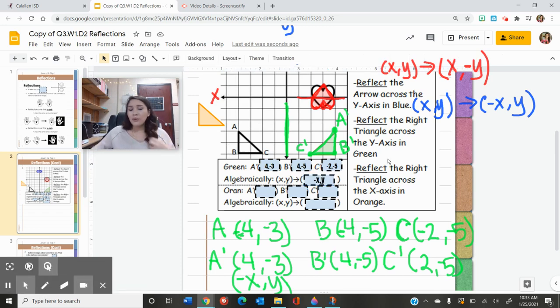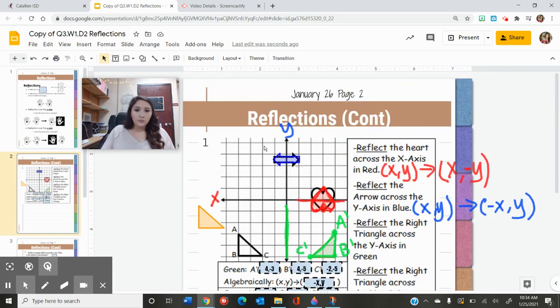And again, a quick way to remember this is it's telling you that it reflects across the y-axis, so you should know that the opposite letter gets the negative sign. So next, let's go ahead and reflect the right triangle across the x-axis, and we're going to do this in orange.